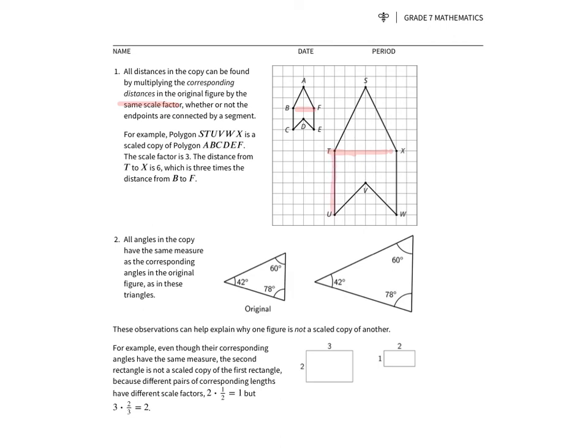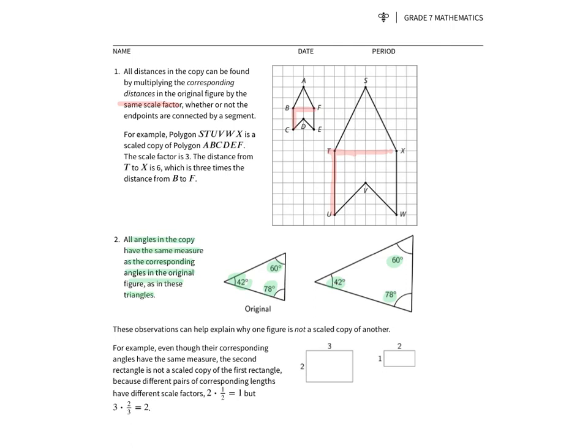We could count and see that each of those pieces is multiplied by 3 to go from the small one to the big one, or multiplied by 1/3 to go from the big one to the small one. The other important piece of information, all angles in the copy have the same measure as the corresponding angles in the original figure, as in these triangles. 42 corresponds to 42, 78 corresponds to 78, 60 corresponds to 60. We say those are scaled copies of each other. We also sometimes say they're similar triangles or similar figures.